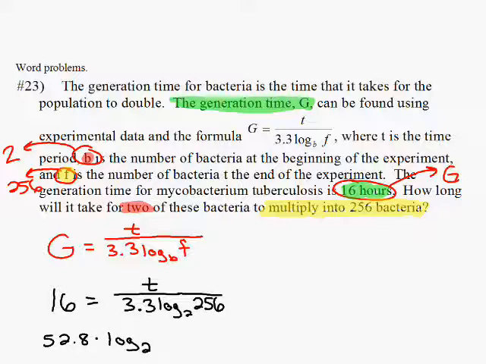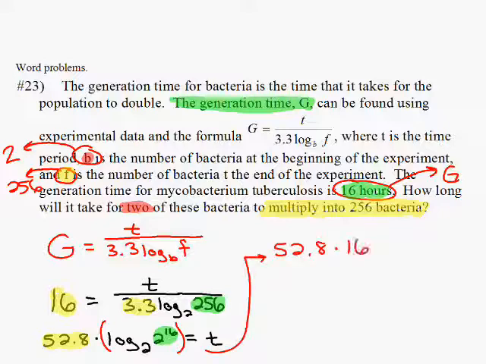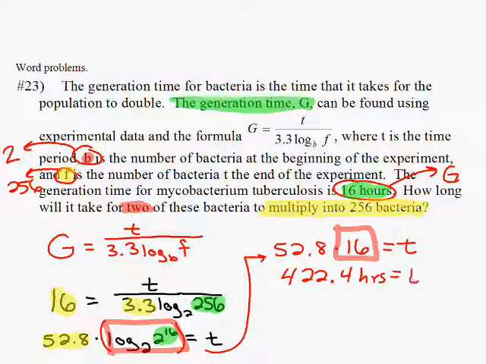Also, we could change the 256, the argument, to a base of 2 and an exponent of 16. Notice, once again, 16 times 3.3 was 52.8, and 2 to the 16th is coming from the 256. So we continue. What you see here in parentheses, using the log identity number 1, reduces to just 16. So you have 52.8 times 16. That is the time, and it's being measured in hours, because it says generation time is 16 hours. When you multiply that, you get 422.4.